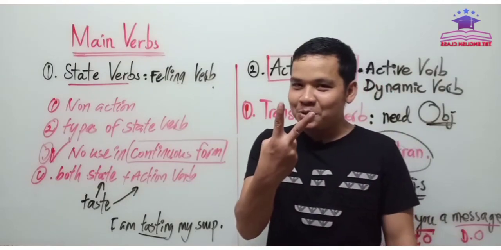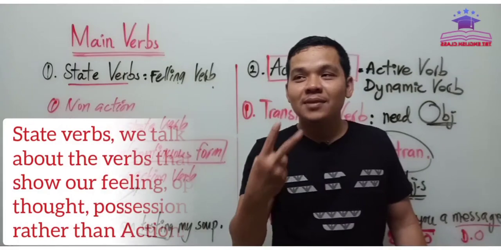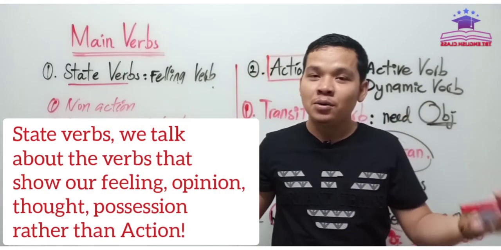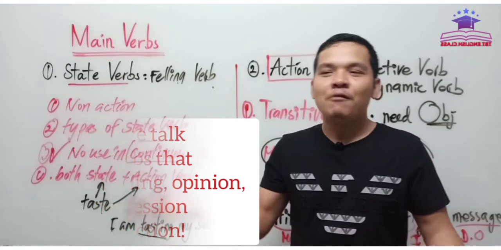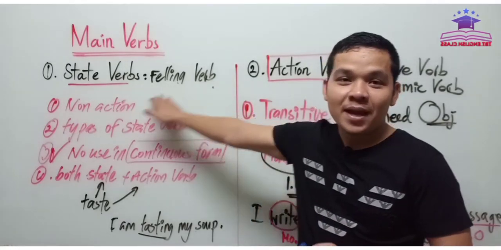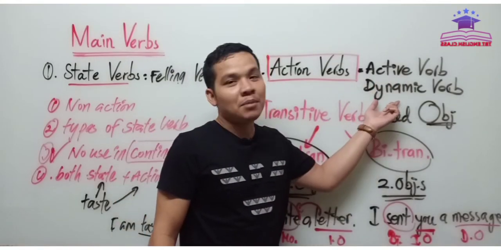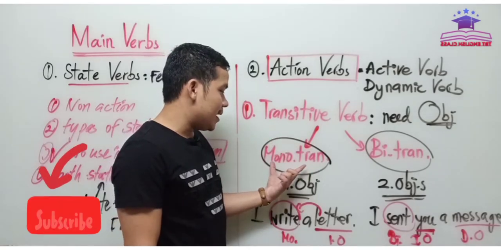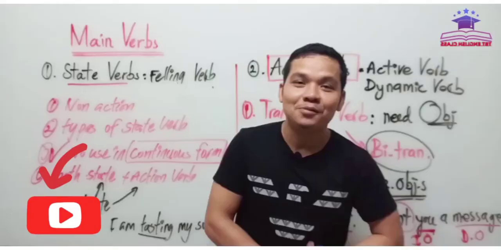There are two: state verb and action verb. So state verb, we talk about the verb that shows our feeling, opinion, idea, possession, emotion rather than action. We call it state verb. We don't see the action of those verbs. And the verb that we talk about the action, we call action verb or active verb or dynamic verb. You know, transitive verb and intransitive verb. And transitive verb has two types, monotransitive verb and bitransitive verb.